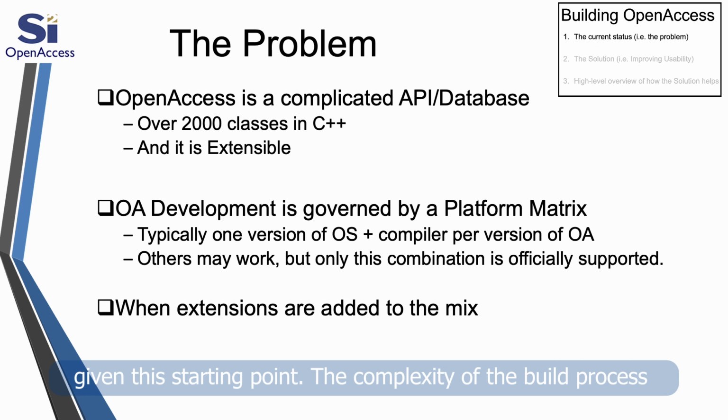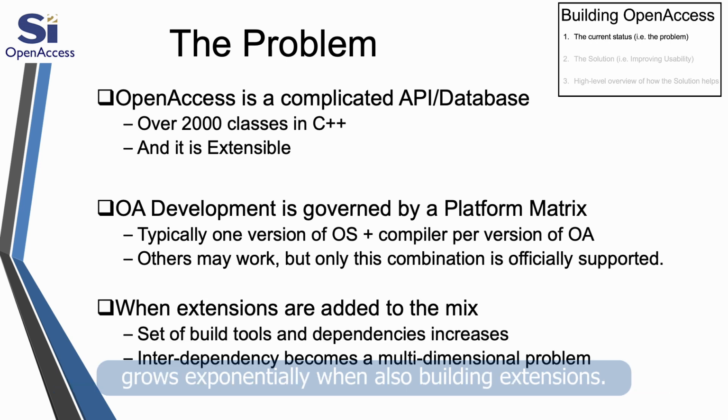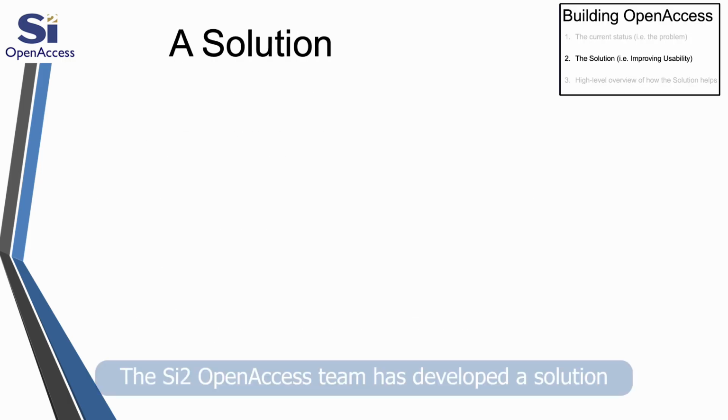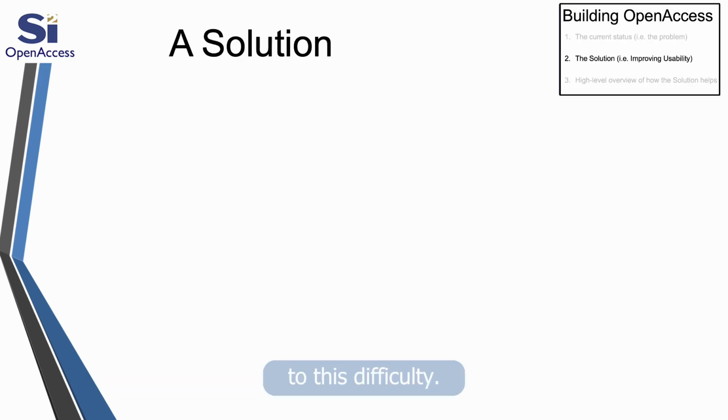The complexity of the build process grows exponentially when also building extensions. Each extension's dependencies have to be synchronized with those of OpenAccess, and compatibility between the versions of each tool and/or library becomes difficult to manage. Members commonly ask for a spreadsheet that shows the interdependencies, but that is not possible as this is a multi-dimensional problem. The SI2 OpenAccess team has developed a solution to this difficulty.